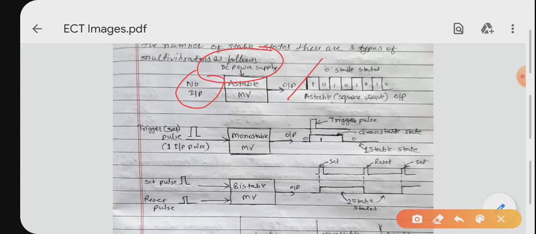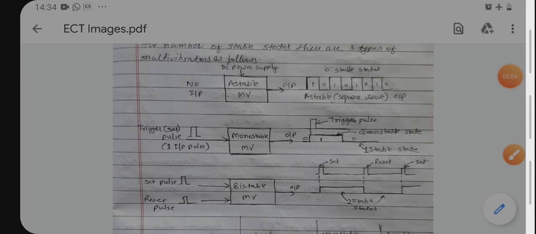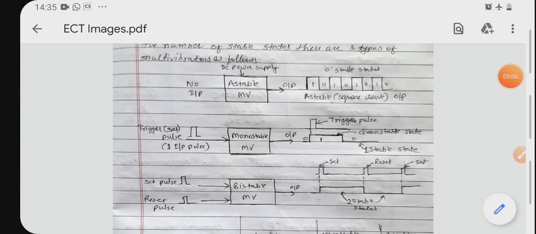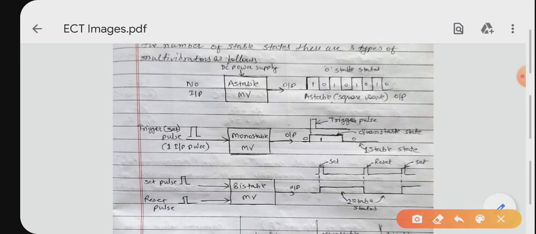Free running means no input signal is applied, the output is generated without any input, and the frequency of the output signal generated is called the free running frequency. So an astable multivibrator is nothing but a free running multivibrator which generates the square wave. The second application of IC 555 is the monostable multivibrator. Mono means single and stable means the state is stable.